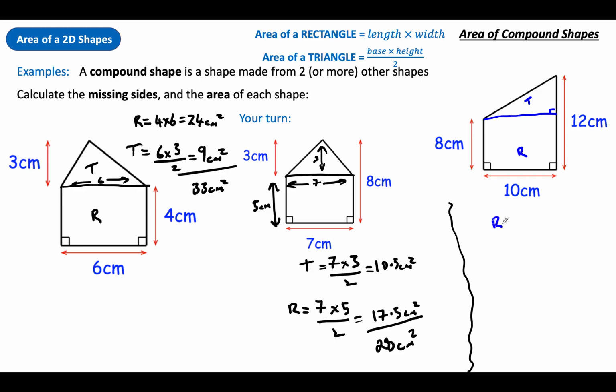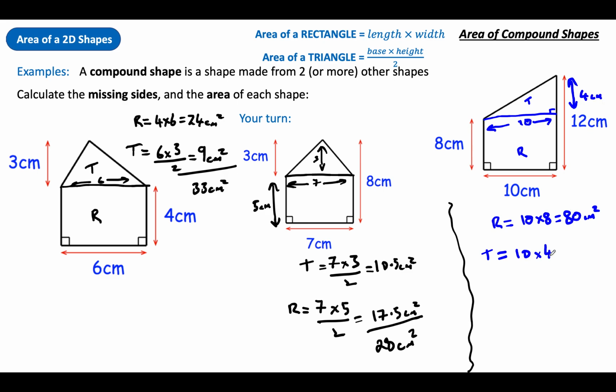Now, the rectangle is pretty easy, isn't it? Because that's going to be 10 times by 8 is 80 centimeters squared. But triangle, let's see, we need base times height. Now, the base is 10, so I can take that from the rectangle down there. It's the same width as the rectangle. And the height, well, if the height of this bit is 8 and the total height is 12, it must be the difference between the two. It must be 4 centimeters for the triangle.